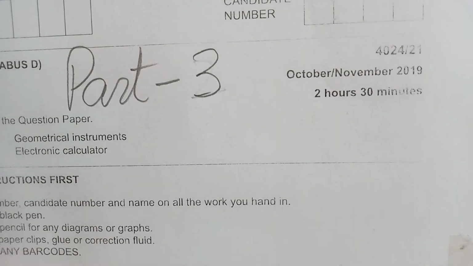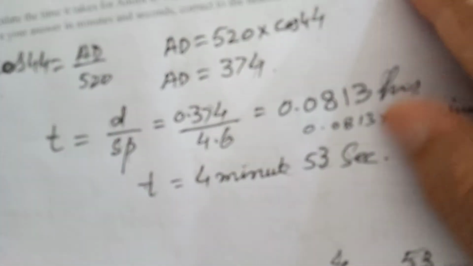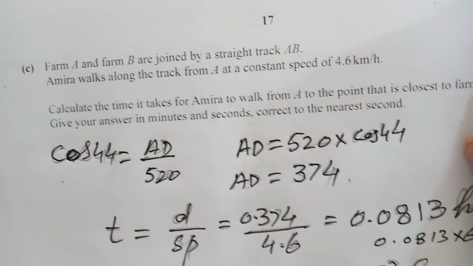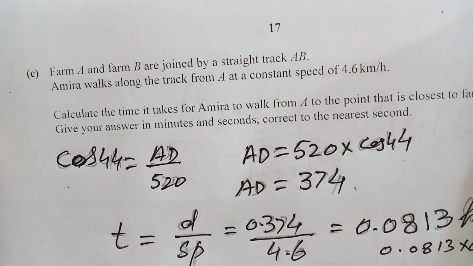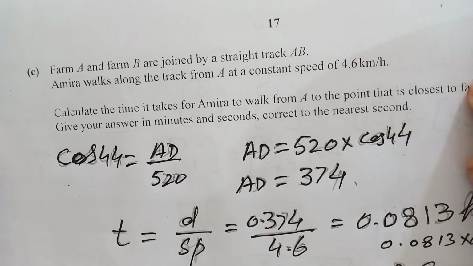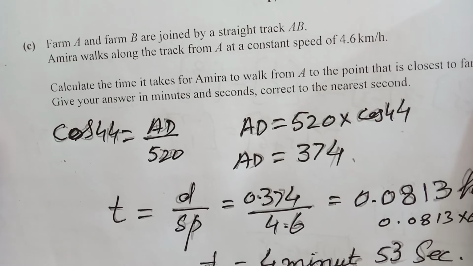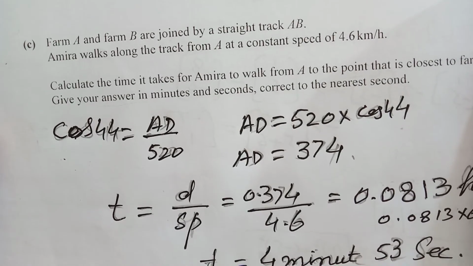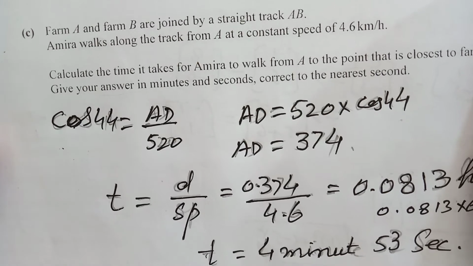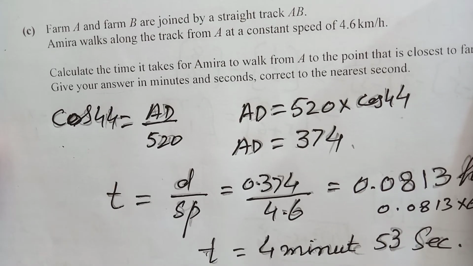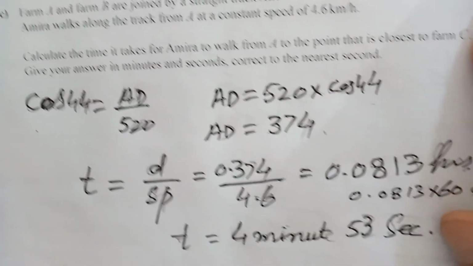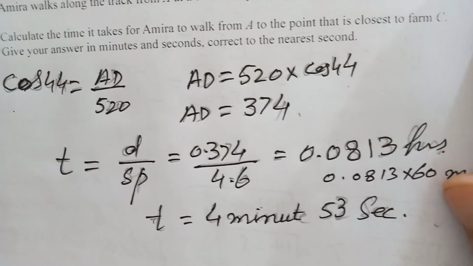Now the C part of this question. A and B are joined by a straight track AB. Amira walks along the track from A to B at a constant speed of 4.6 kilometers per hour. Calculate the time it takes Amira to walk from A to the point that is closest to the point C.